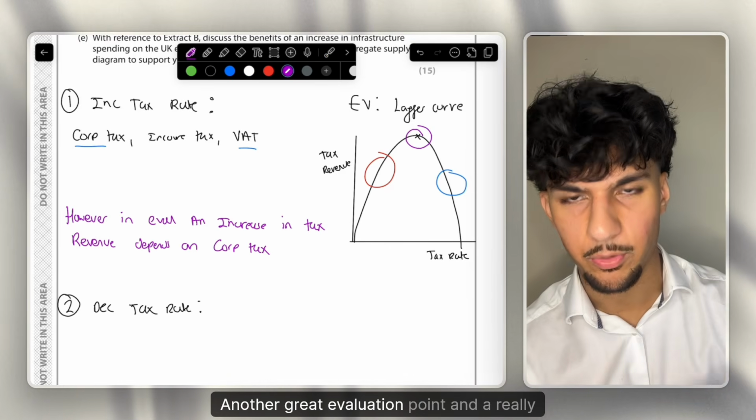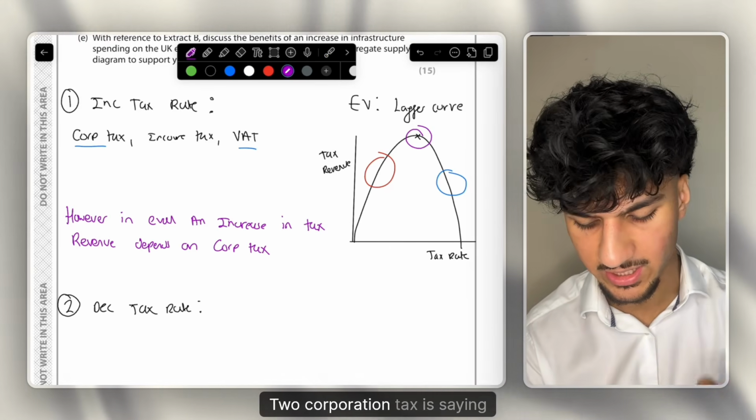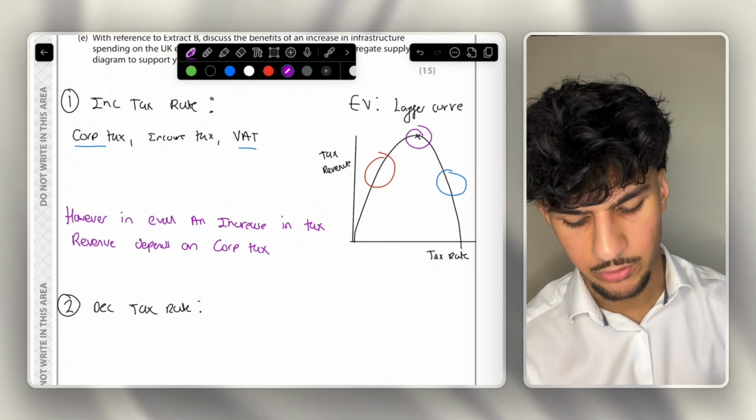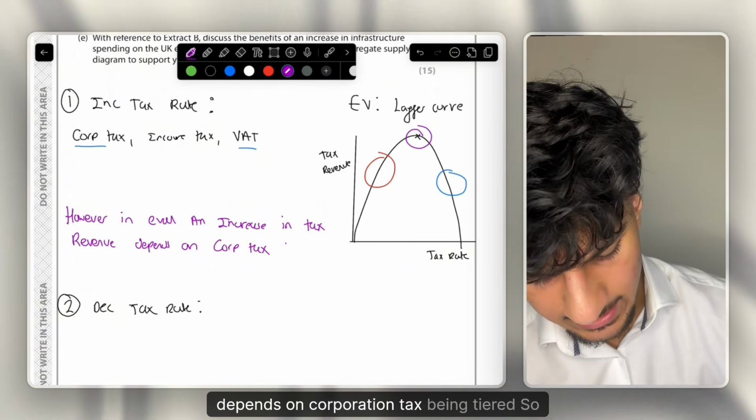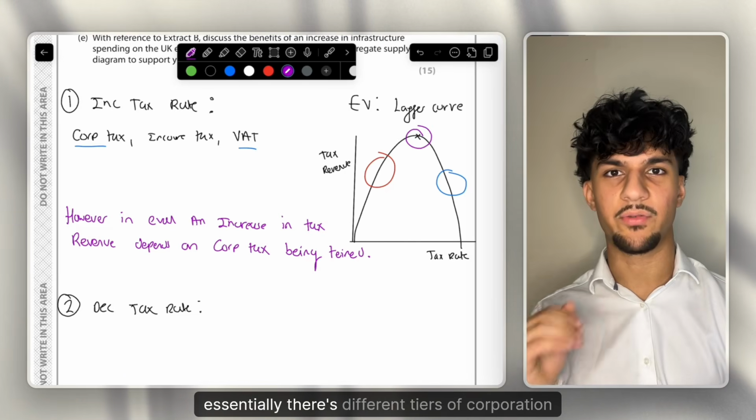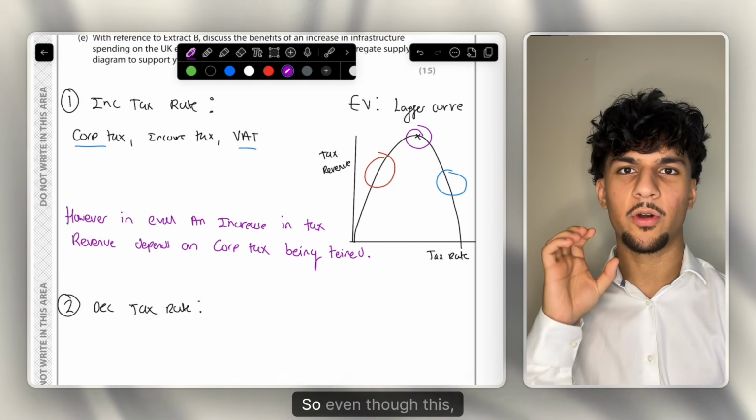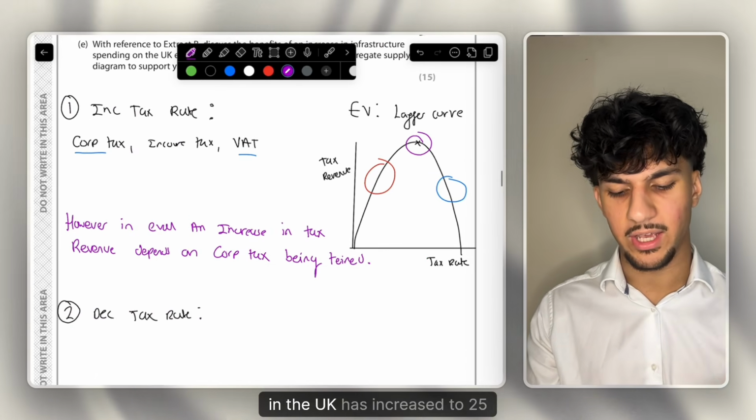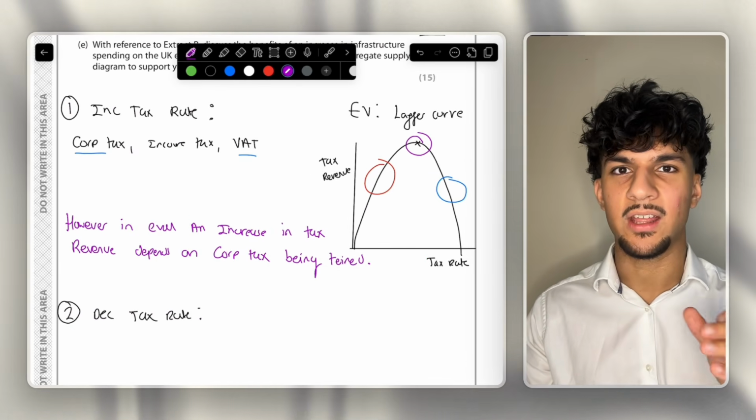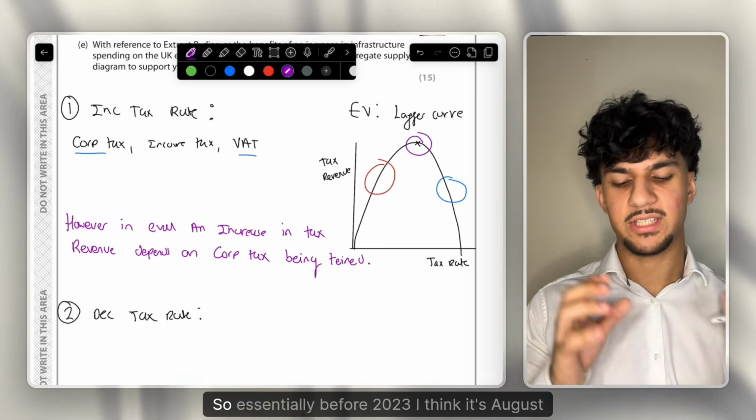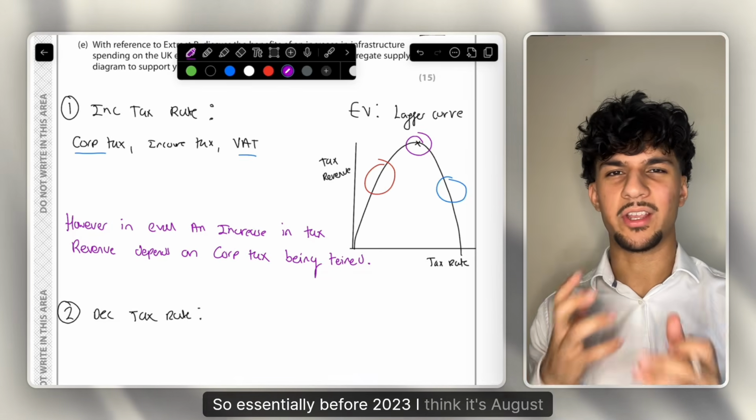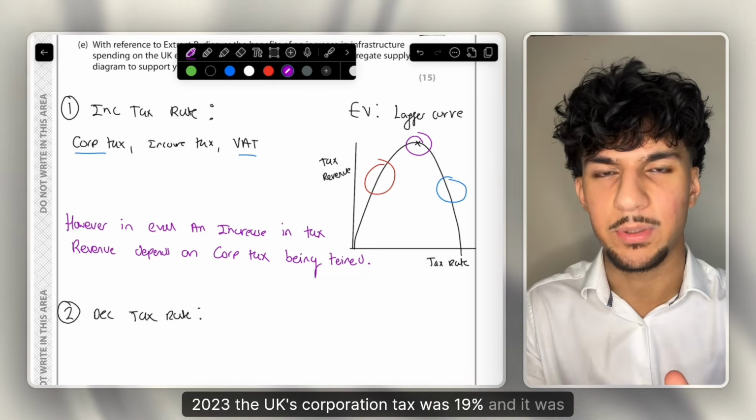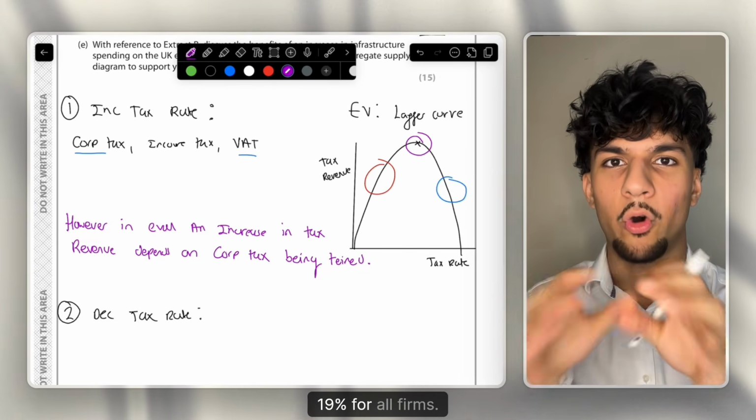Another great evaluation point, and a really specific one to corporation tax, is saying, however, in evaluation, an increase in the tax revenue depends on corporation tax being tiered. So essentially, there are different tiers of corporation tax. Even though the headline figure says corporation tax in the UK has increased to 25%, that is not entirely true. Before 2023, I think it was August 2023, the UK's corporation tax was 19%, and it was 19% for all firms.